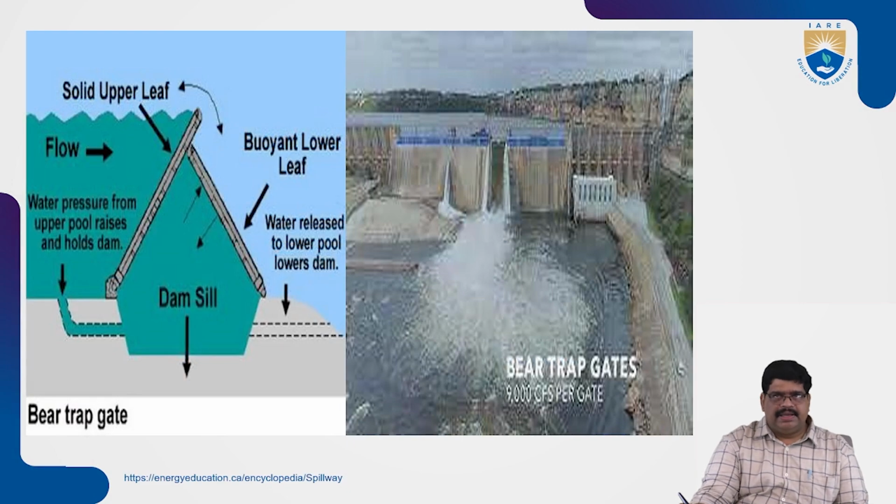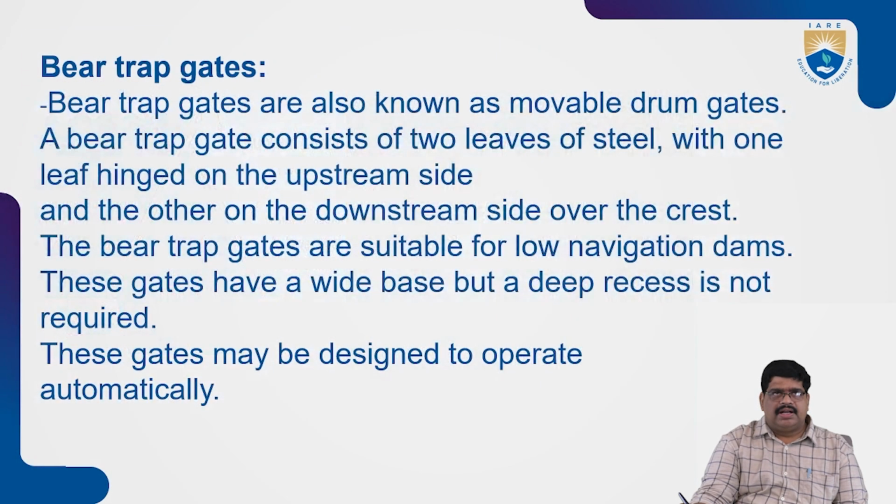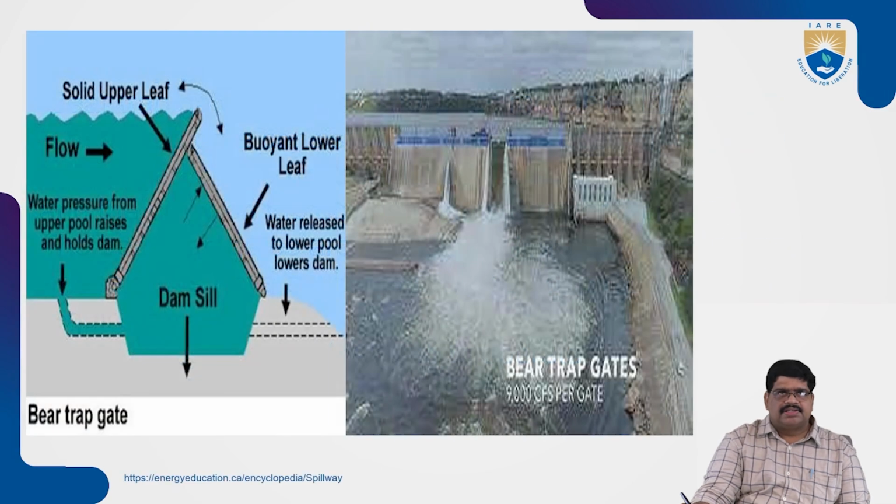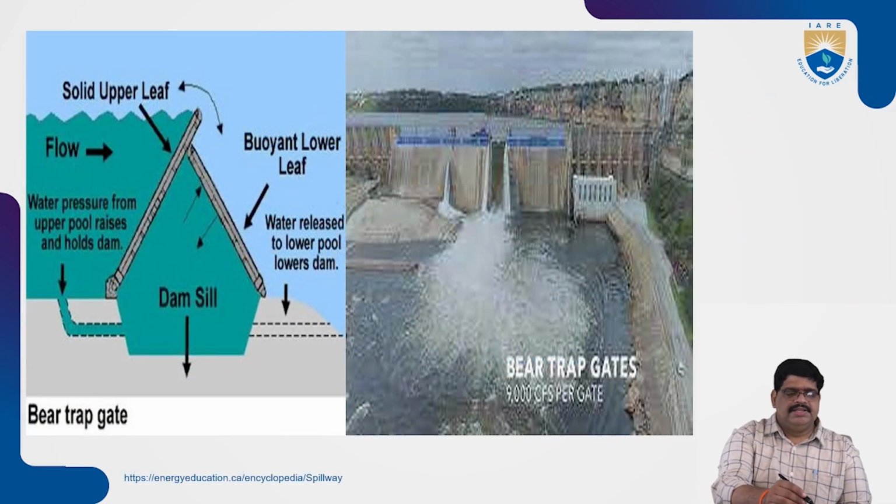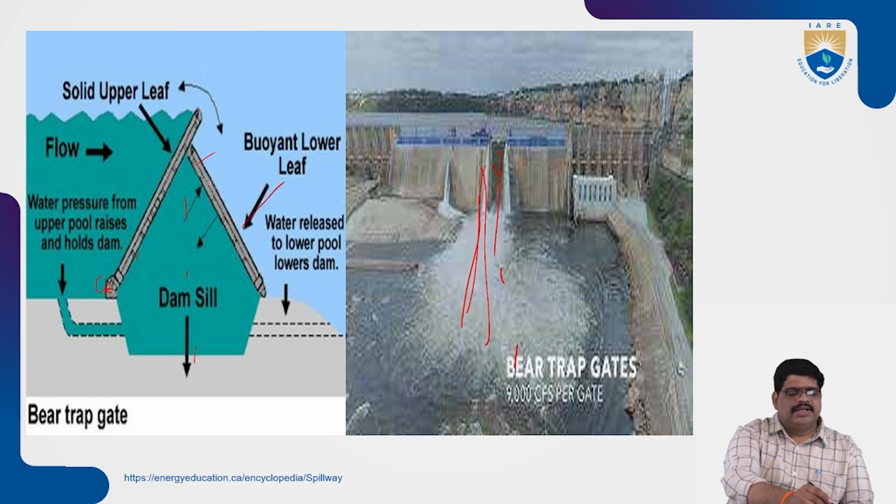So let us see the bear trap type of gates. You can understand it is hinged on the upstream side. It is hinged at the top and it can be opened. The drum seals the water. It can be opened by operating this, and the bear trap gates are provided. The water can be released, and between the lower lip and the upper lip, the side can be fixed, and it can be removed also. After that, the water comes from the bear trap.